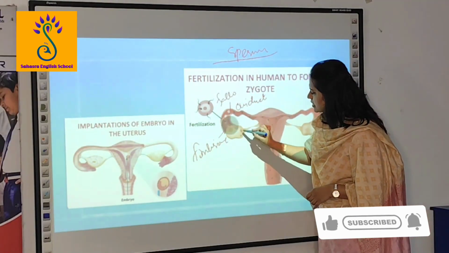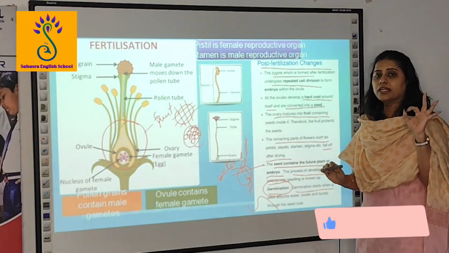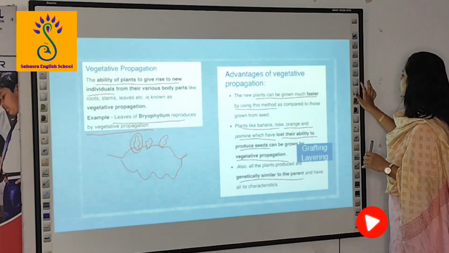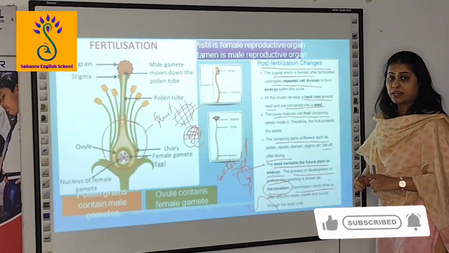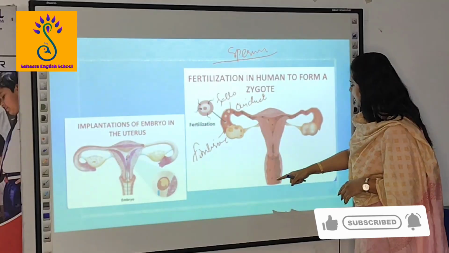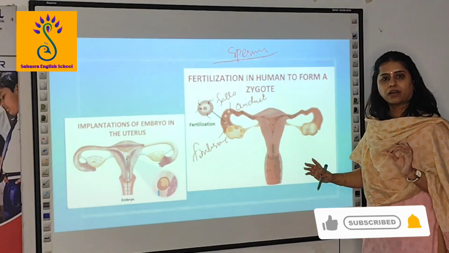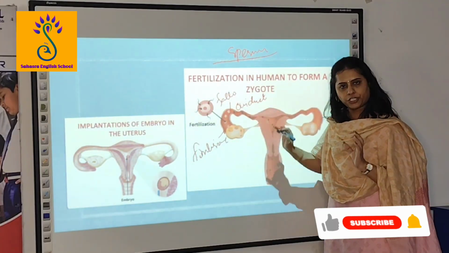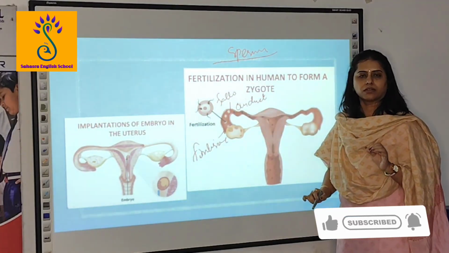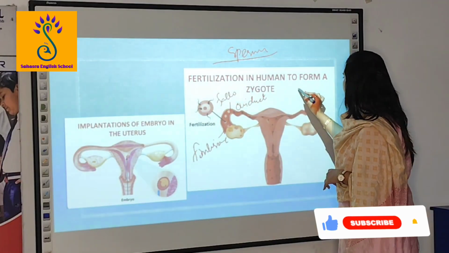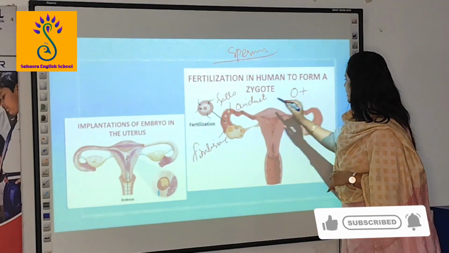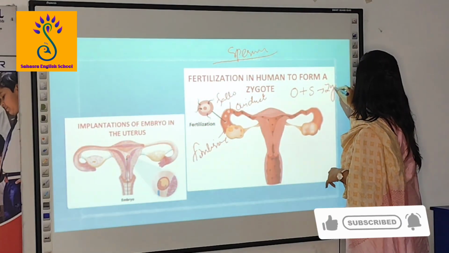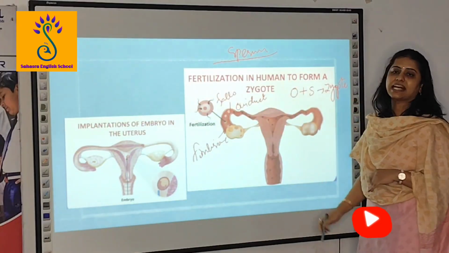Through the process of oogenesis, one ovum is released every month. Ovum means one egg. Only one is released, but millions of sperms enter. They reach the fallopian tube. Then the ovum is waiting here. When this ovum fuses with the sperm, it gives a zygote, and this is fertilization. Fertilization has occurred.